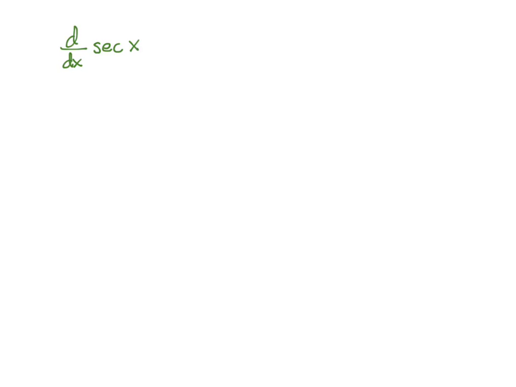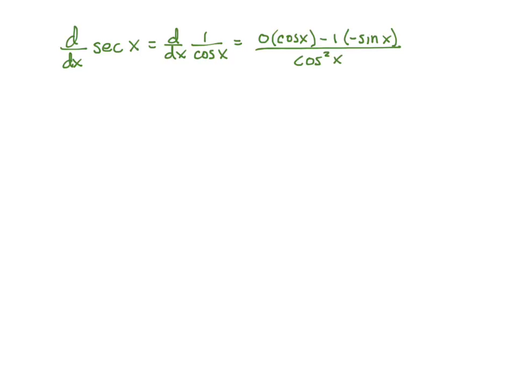So let's do the secant now. So the secant, of course, is the derivative of 1 over the cosine. So let's use the quotient rule there. And we see that the derivative of 1 from the numerator is 0 times the denominator, cosine. And then we have minus the numerator, which is 1, times the derivative of the denominator, which is negative sine. And so if we simplify that, what we get is the sine of x over the cosine squared of x.